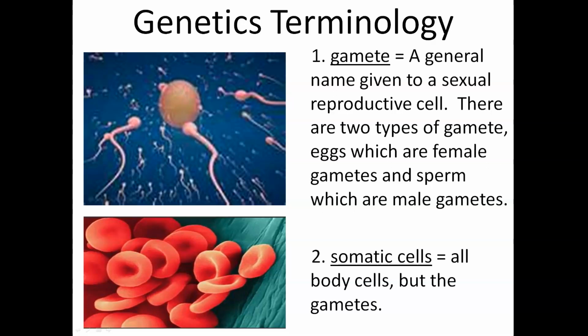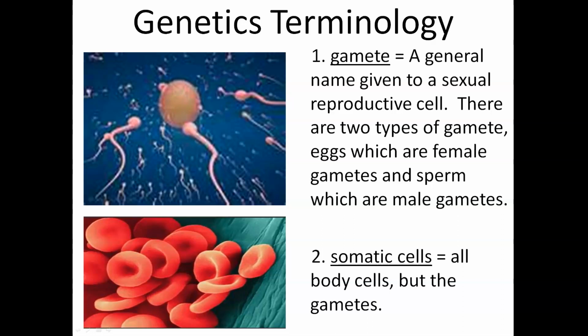Today we'll be going over the genetics vocabulary words. Some of these words will be repeats for you and other words will be new. One is gamete. This is a repeat word. These are a general name given to sexual reproductive cells. We know that the male gamete is the sperm and the female gamete would be the egg.